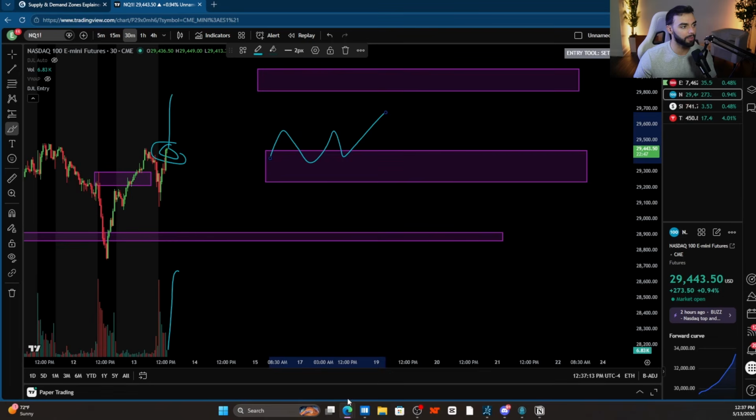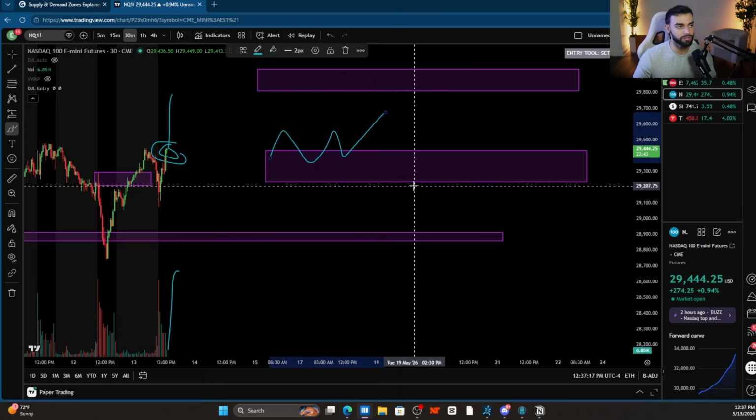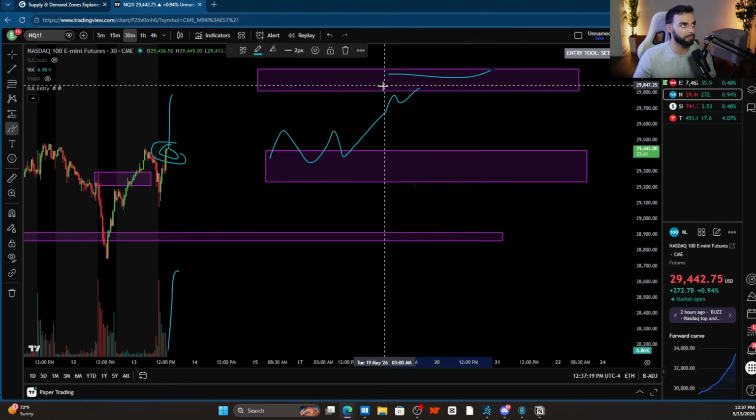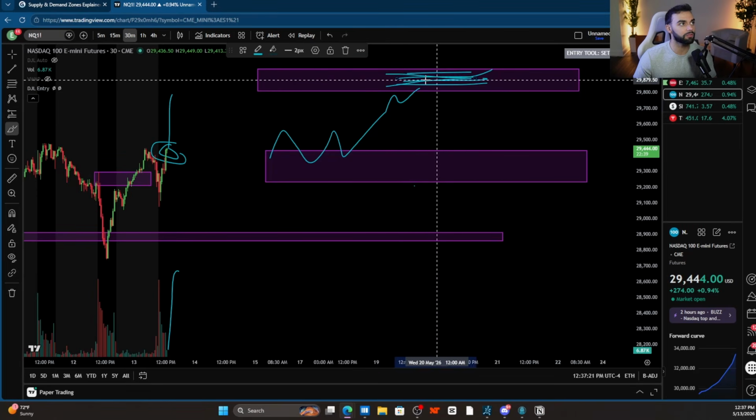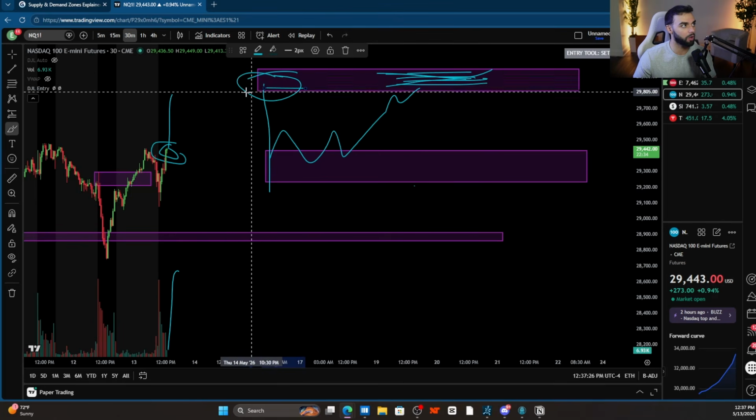We're going to look at Bookmap. On Bookmap, do I see a vast majority of orders sitting inside supply? A big limit order sitting here will confirm to me that the aggressive move that formed this zone had all these orders being filled.